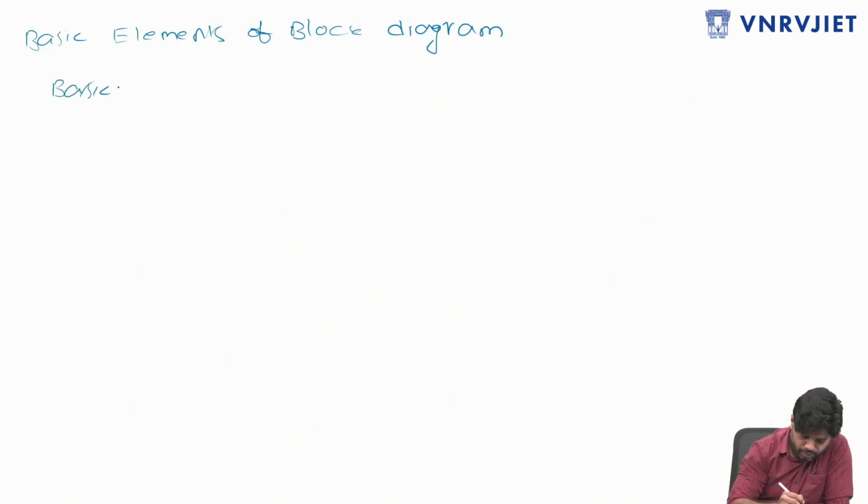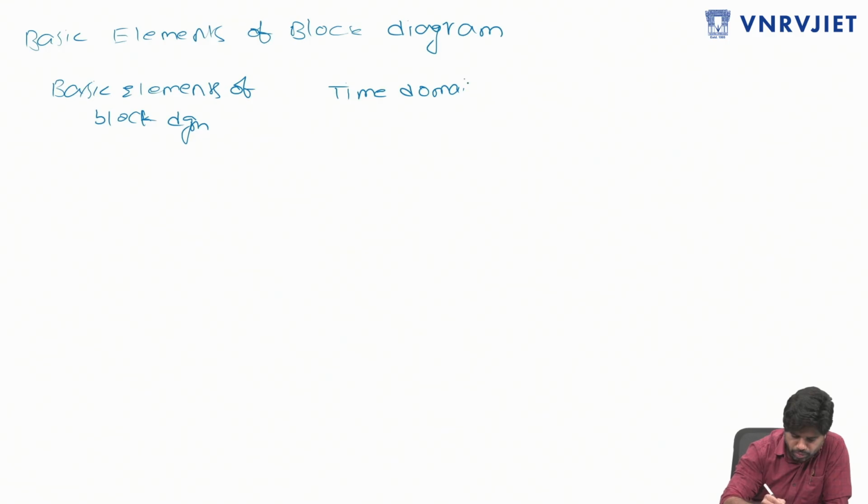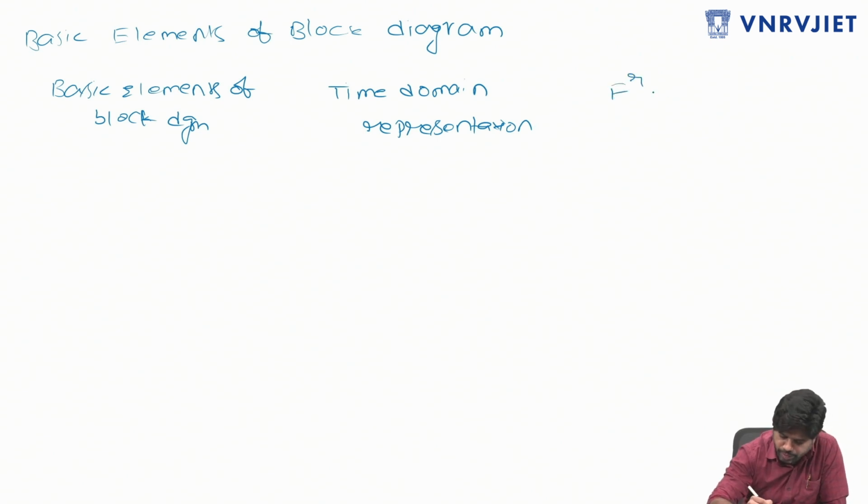So first we will classify the basic elements of block diagram, and the next one is time domain representation, and the next important classification is frequency domain representation.